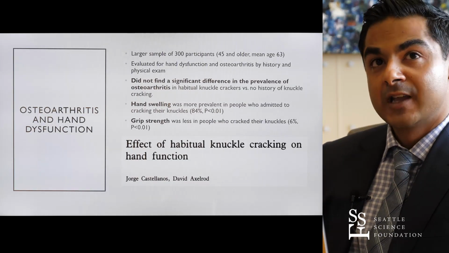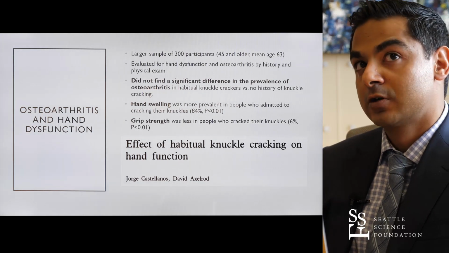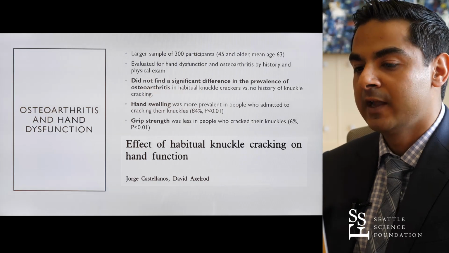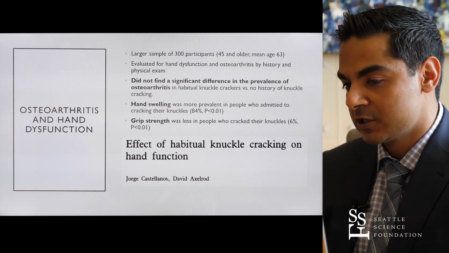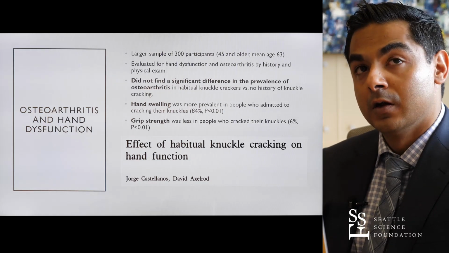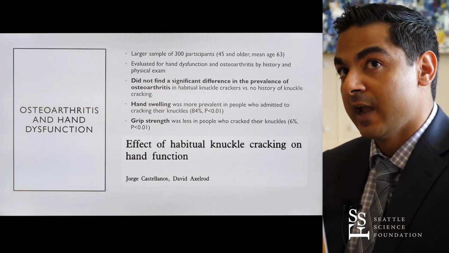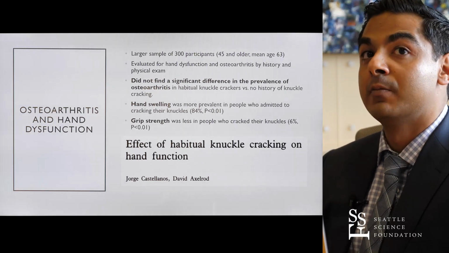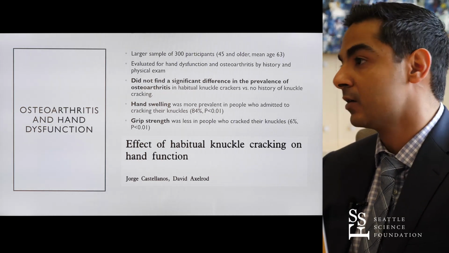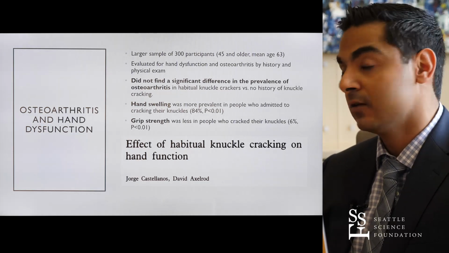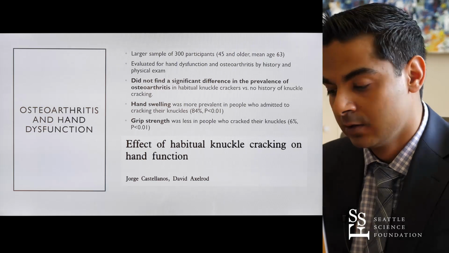So this is the next, this is also a cross-sectional study, but they looked at 300 people. And they evaluated for osteoarthritis and hand dysfunction. They did not find any difference in prevalence for osteoarthritis, but they did find that people who cracked their knuckles had more prevalence of hand swelling and had decreased grip strength.